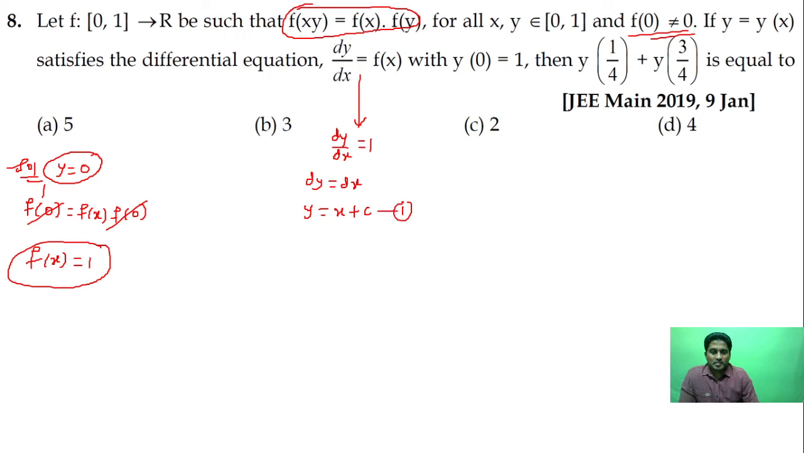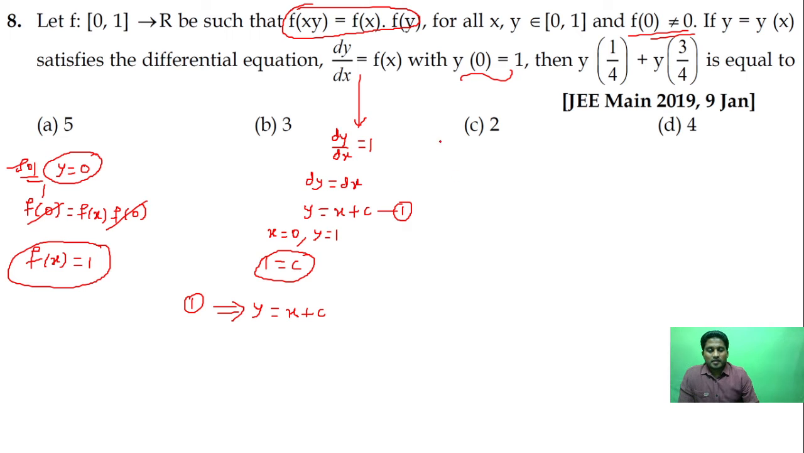It is given in the question that y(0) is equal to 1. That is, when x is equal to 0, y is equal to 1. So you get 1 is equal to c. Substitute back the value of c in equation 1. You get y is equal to x plus 1.